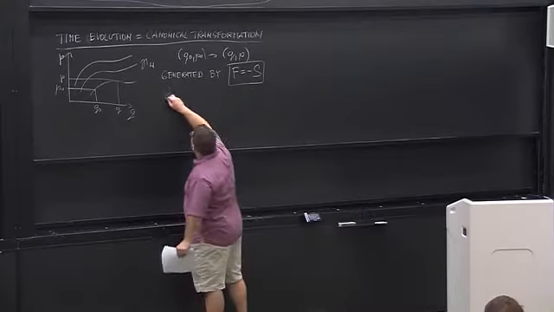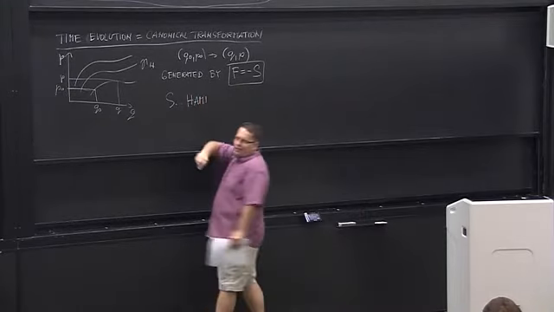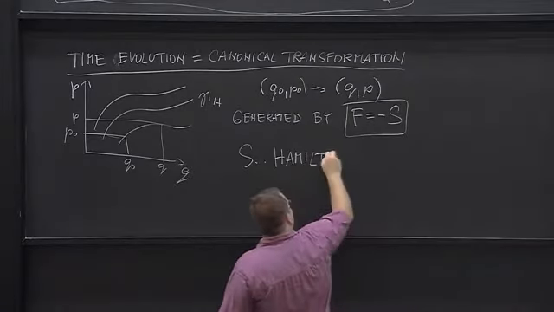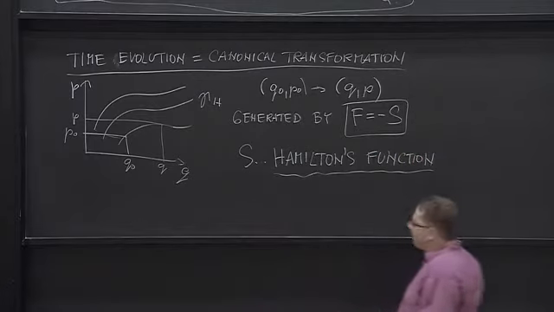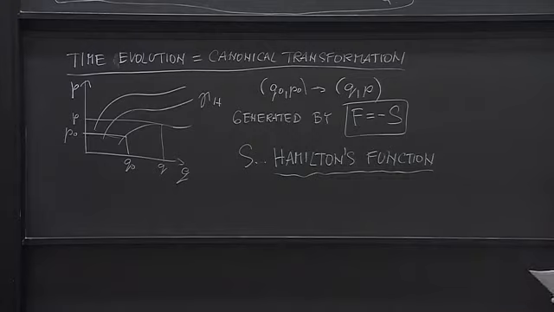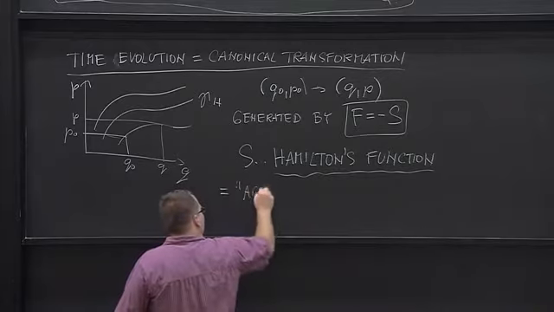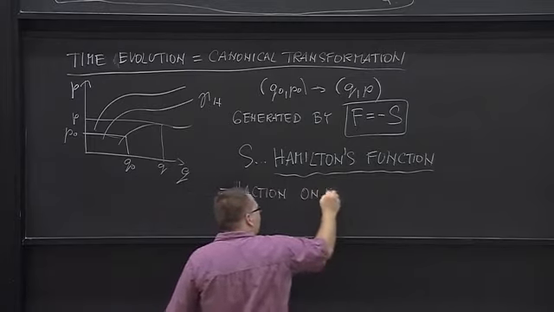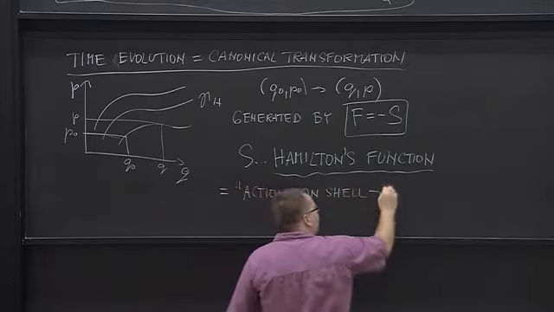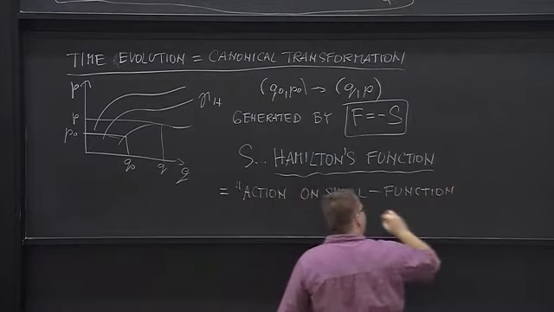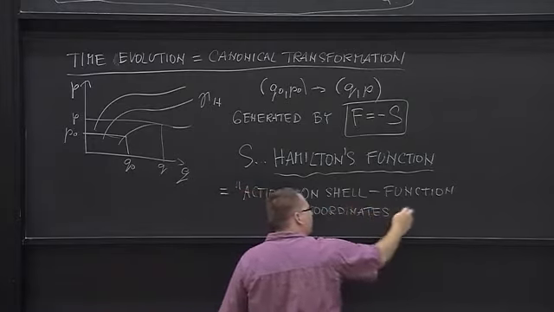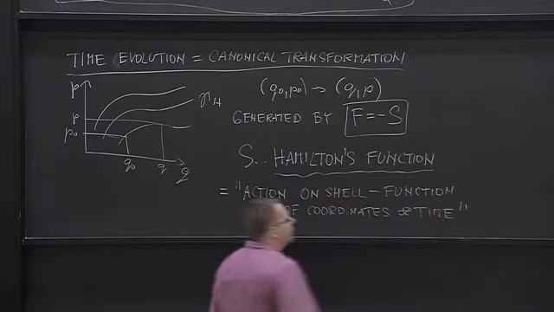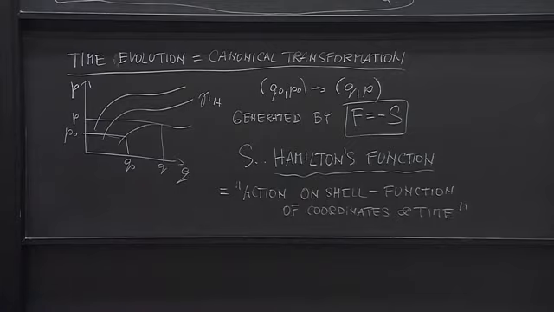So what this S is, and I'm sure many of you know, S is called Hamilton's function. It's crazy, everything is Hamilton, right? Hamilton's function. And this is basically the action on shell, which is a function of coordinates and time. So this is very vague. So that's why S. Okay, so what is it you have to do?